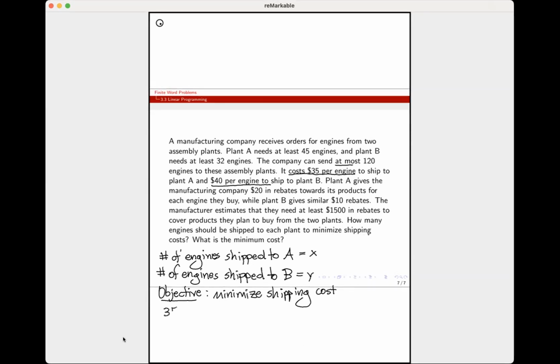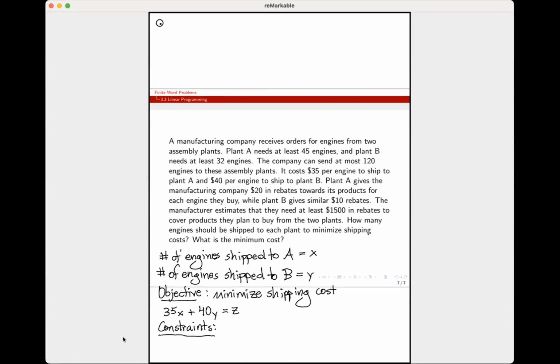Okay, so that's our shipping costs, right? So we've got 35 times the number of engines we're shipping to plant A, that's X, plus 40 times the number of engines we're shipping to plant B, that's Y. And that's going to equal our total shipping cost, which I'm going to call Z, right? And that's usually the function we want to minimize or maximize. All right, and the last thing to do is to find the constraints. And then we just have to apply the same stuff we've been doing all this time.